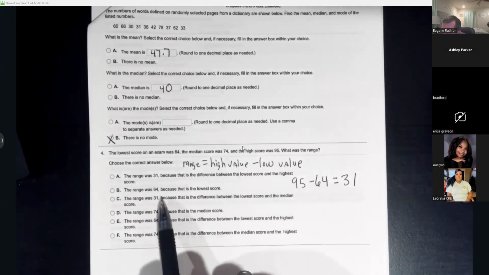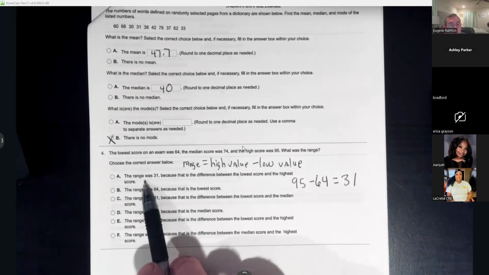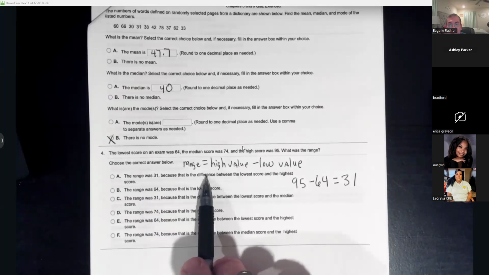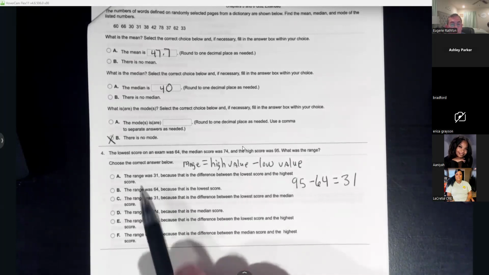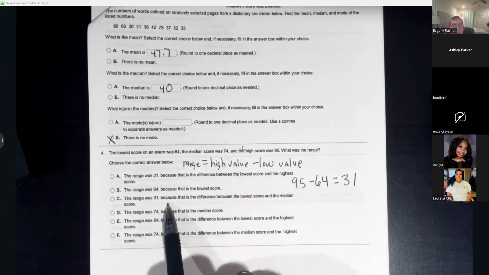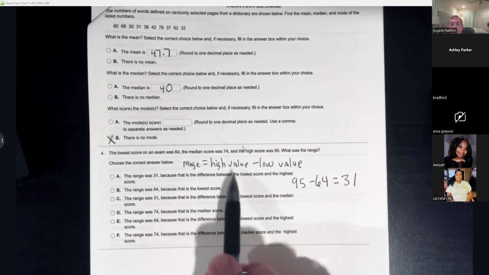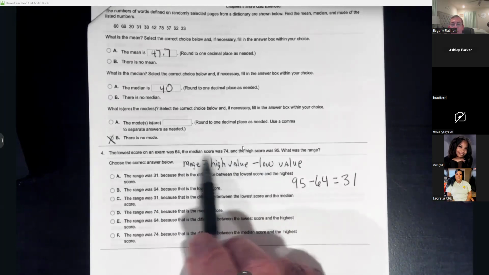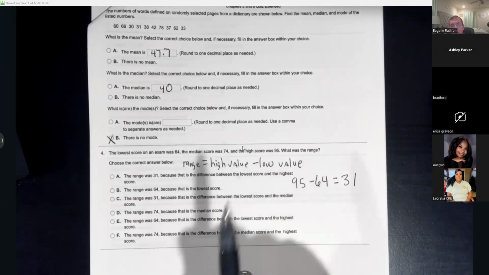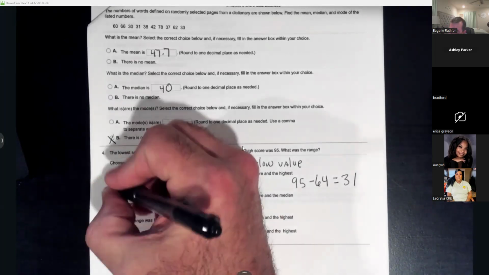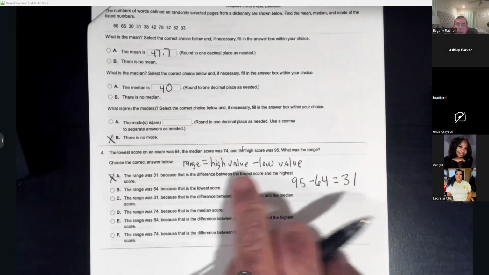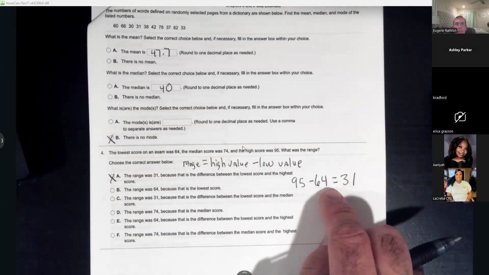All right, Ashley, what did you get? 31. And good job, because this one says the range is 31 because it's the difference between the low score and the high score. And then this one's sort of wrong because they're saying the range was 31 because it's the difference between the low score and the median. We didn't even use the median when we figured it out. So your only choice has to be A, where it was the difference between the low and high scores. Okay?